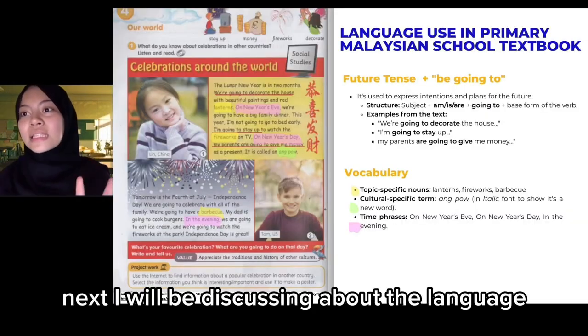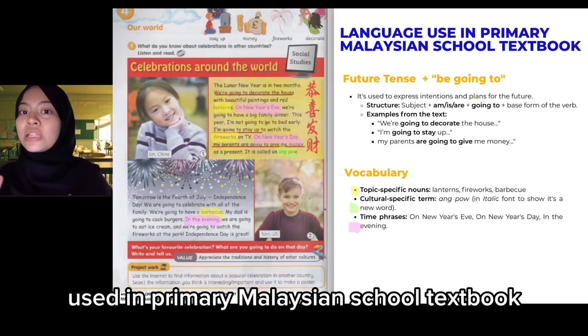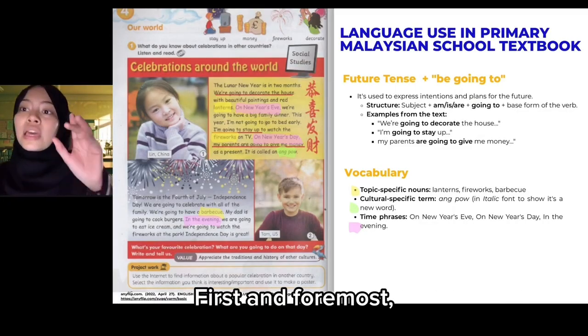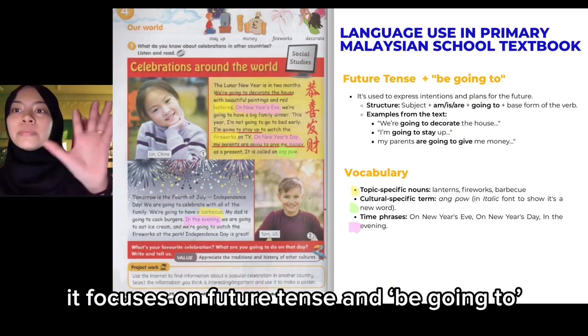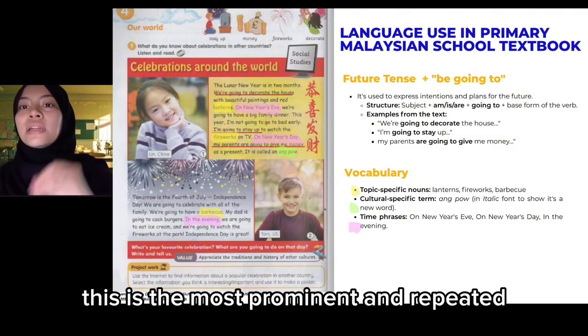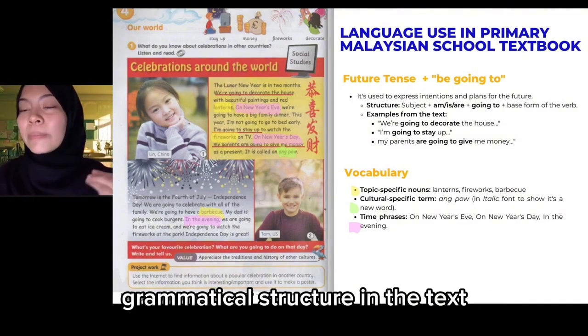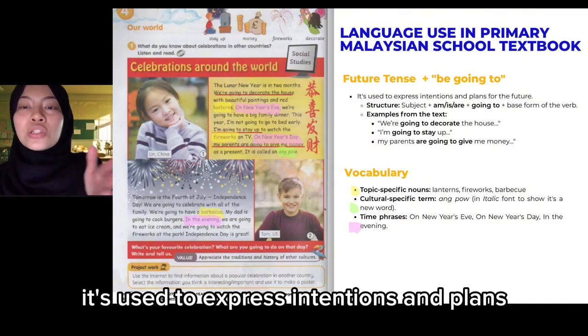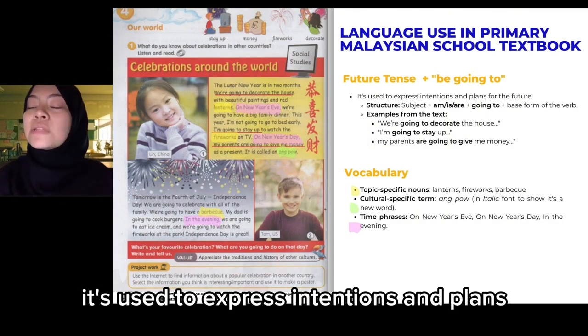Next, I will be discussing the language used in primary Malaysian school textbooks. First and foremost, it focuses on future tense and be going to. This is the most prominent and repeated grammatical structure in the text. It's used to express intentions and plans for the future.